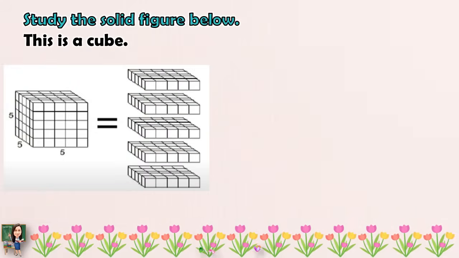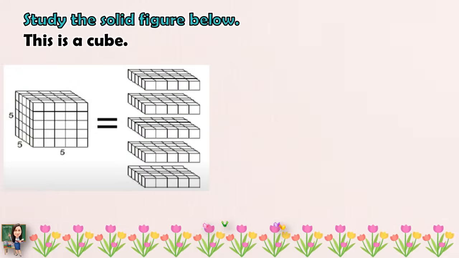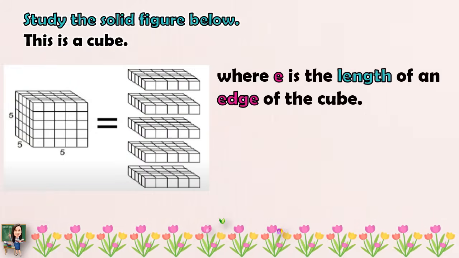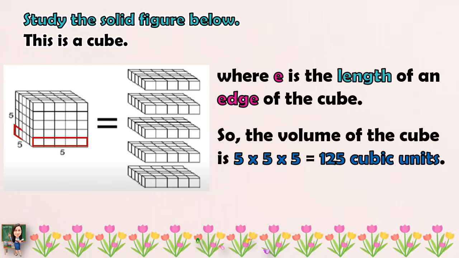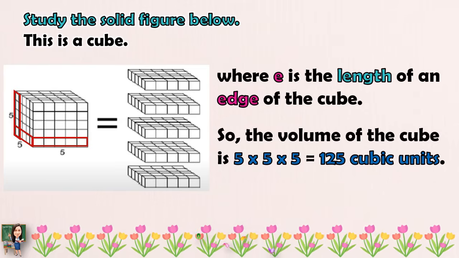Study the solid figure below. This is a cube, where E is the length of an edge of the cube. So the volume of the cube is 5 times 5 times 5, which equals 125 cubic units.